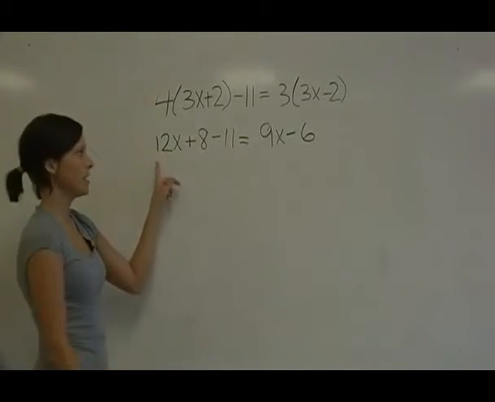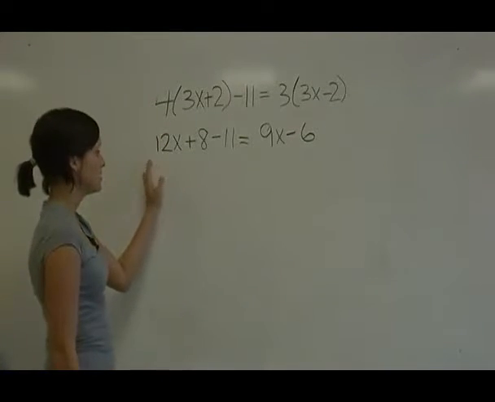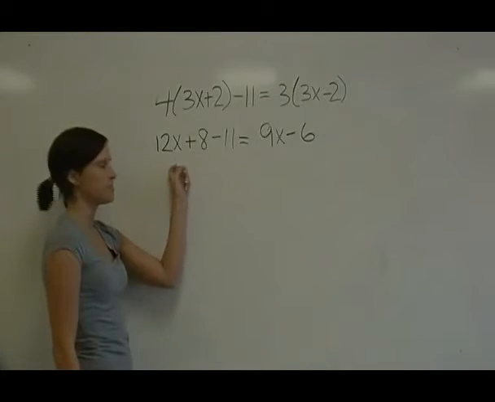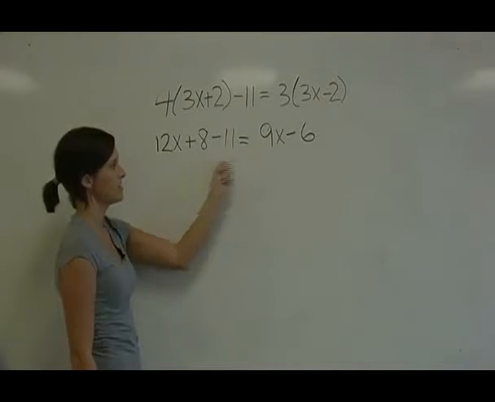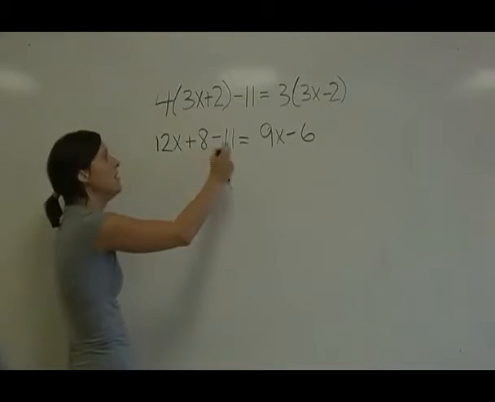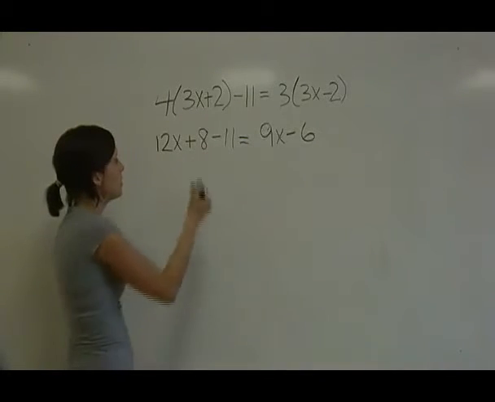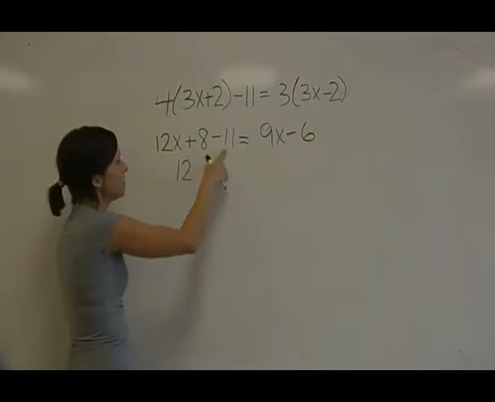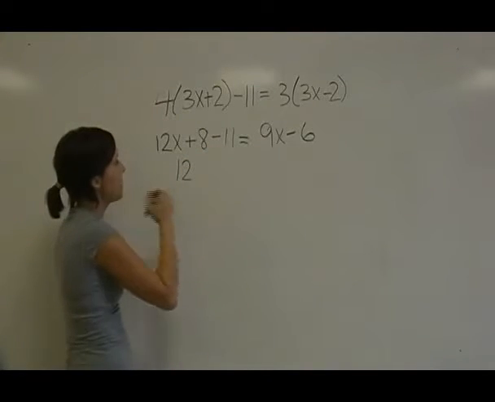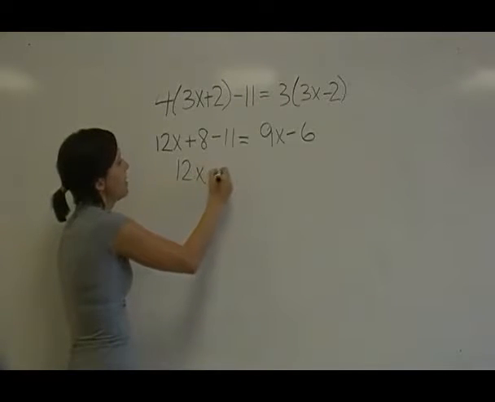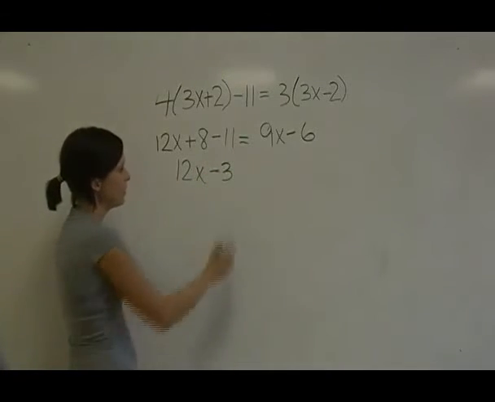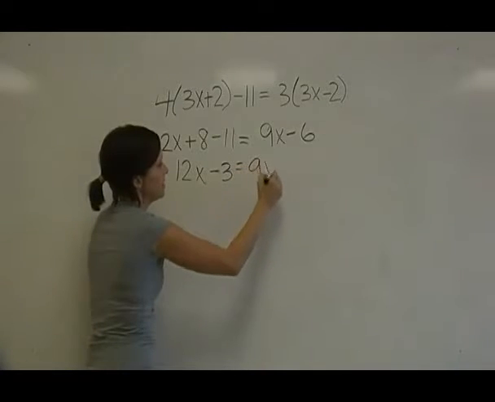So now we have a problem that kind of looked like the last one that we did. So the main thing is to get our like terms together. So we have 12x on this side, but there's no other x's on this side. But we have a positive 8 and a negative 11. So you have 12x, a negative 11 from a positive 8 is a negative 3. Okay, and that equals 9x minus 6.